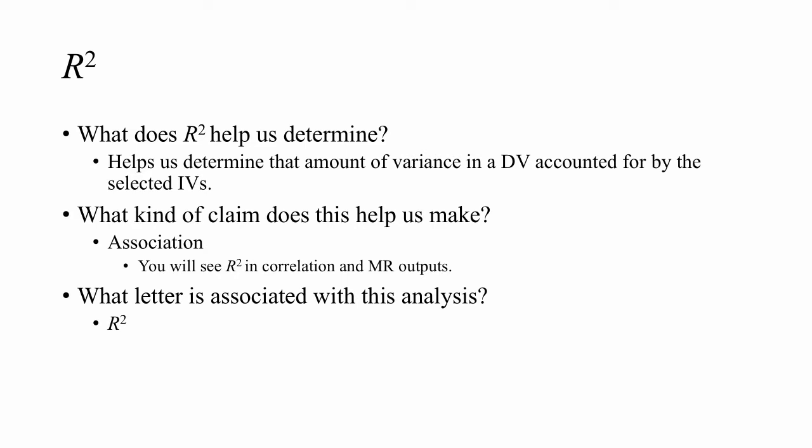With this variance, we're just saying that these IVs are affecting this DV in some way. We just don't know how, but we know that these IVs are accounting for the variance. The letter associated with an R squared is an italicized capital R, and then a squared that's not italicized.